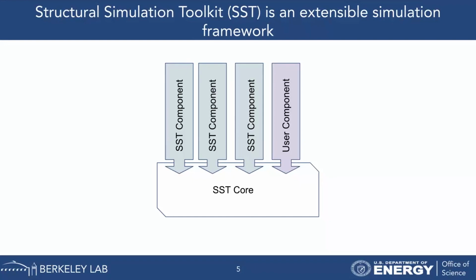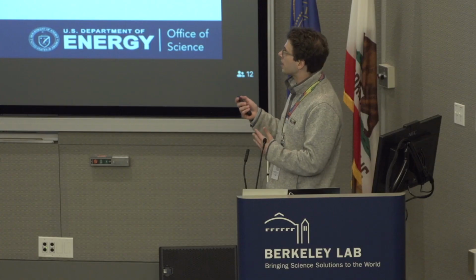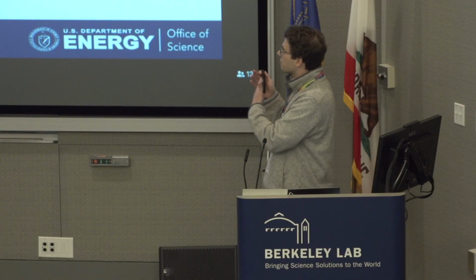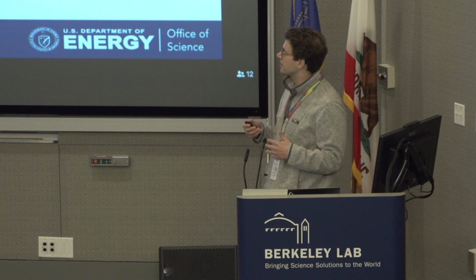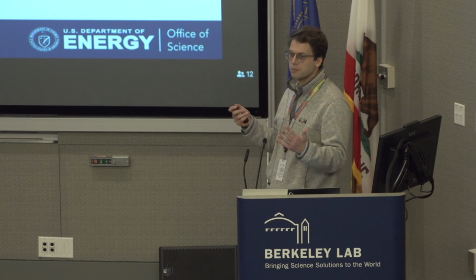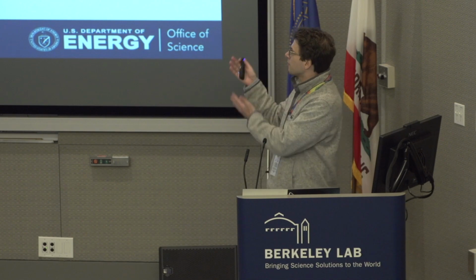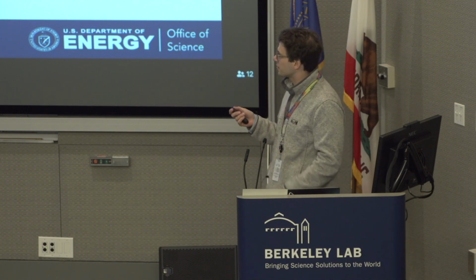In addition to the components provided by SST, you can also plug in your own custom components. So this is the extensible part. If I'm building an AI accelerator, I can drop that in, and it'll interface nicely with the network, so I can figure out what would the performance of, say, a supercomputer with these custom fancy accelerators look like.